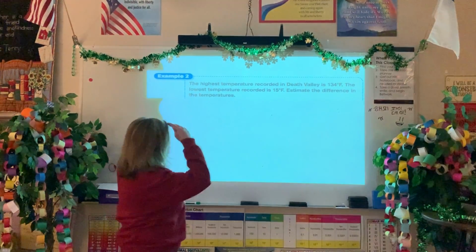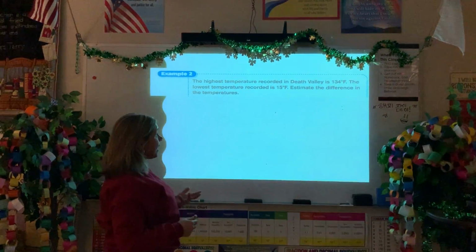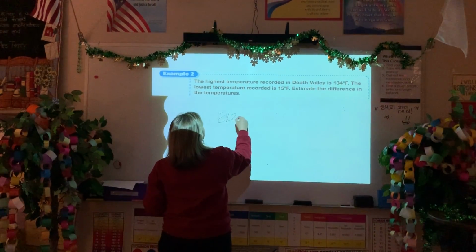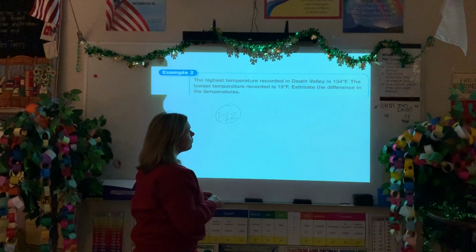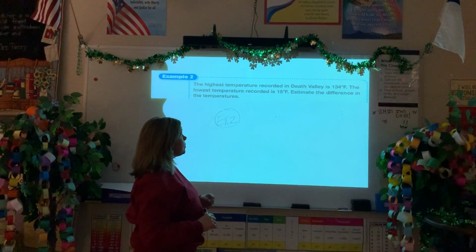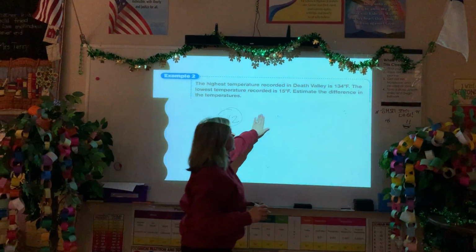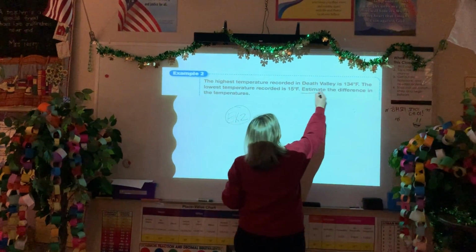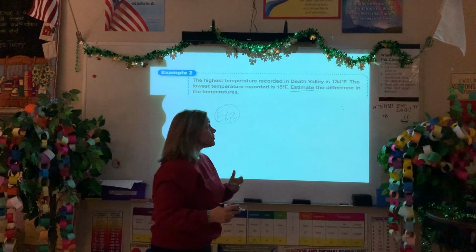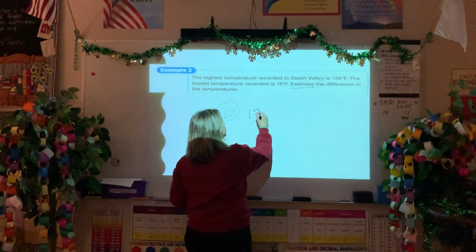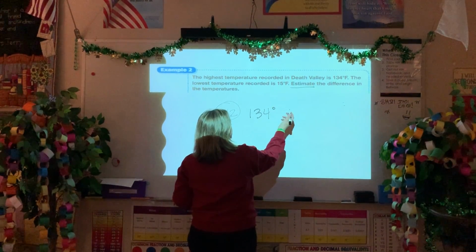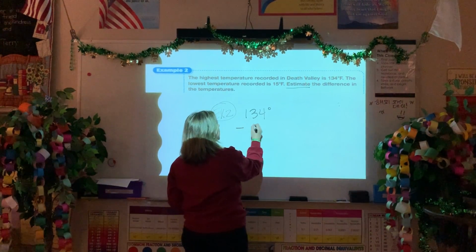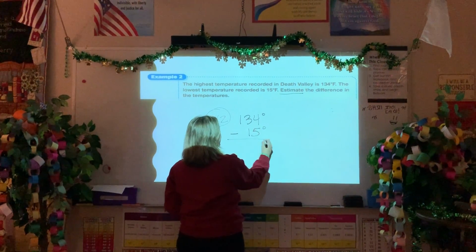So the next one is example 2. The highest temperature recorded in Death Valley is 134 degrees Fahrenheit, and the lowest temperature recorded is 15 degrees. It says estimate. What a glorious word in math is to estimate. And so it says estimate the difference in the temperatures. So that means we're going to take 134 degrees, and difference means we're going to subtract these. So we're going to do this, but it says that we can estimate.